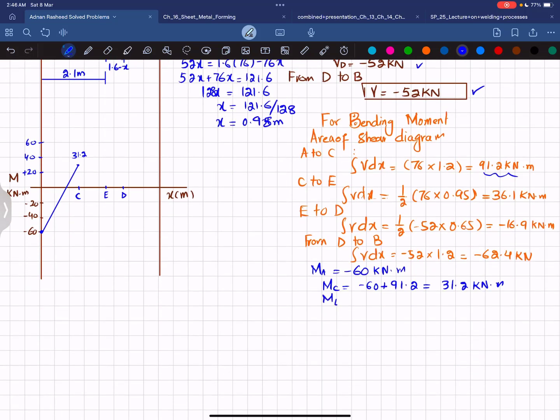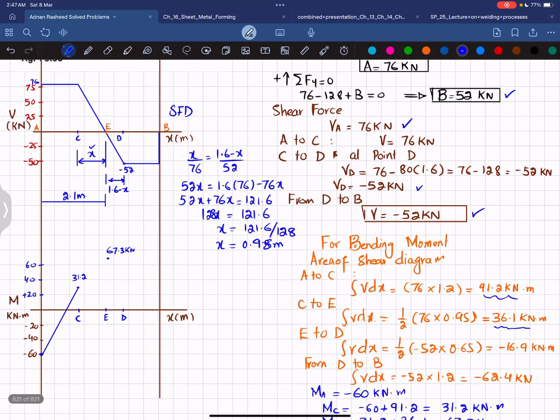Now the moment at point E is equal to the moment at point C, which is 31.2, plus the area under the shear force diagram from C to E, which is 36.1, and both of these will give you 67.3 kilonewton-meter. So at point E, this will be 67.3. So let's say 67.3 will be somewhere here. I will take it approximately. And you can see that the shear force is a 1 degree line and the slope is decreasing. So the bending moment will be a 2nd degree curve. It will be like this, in the clockwise direction.